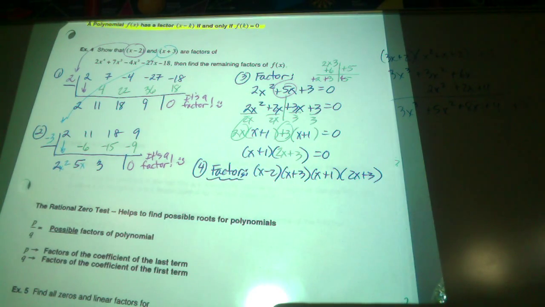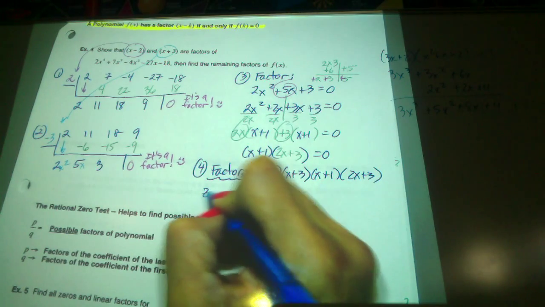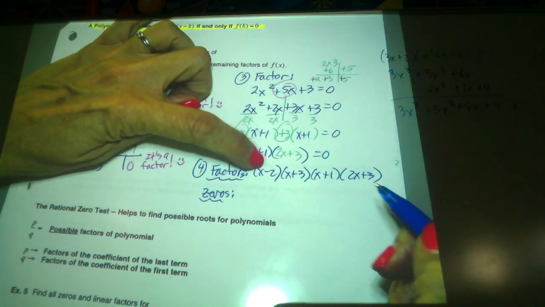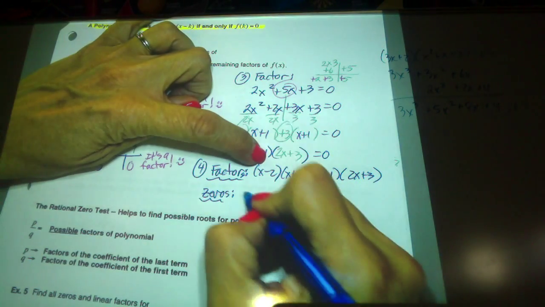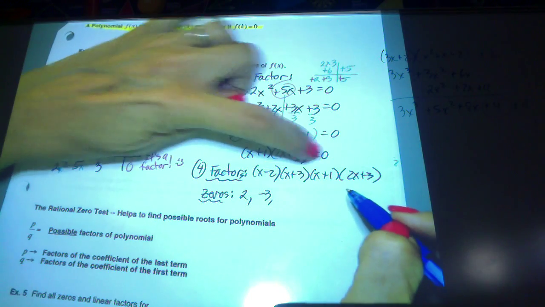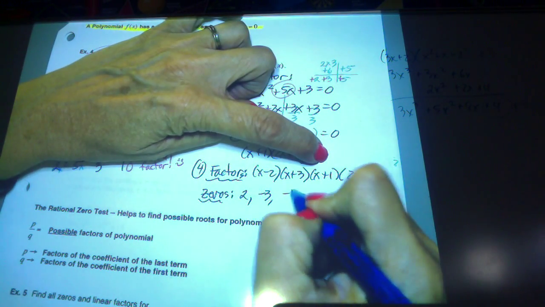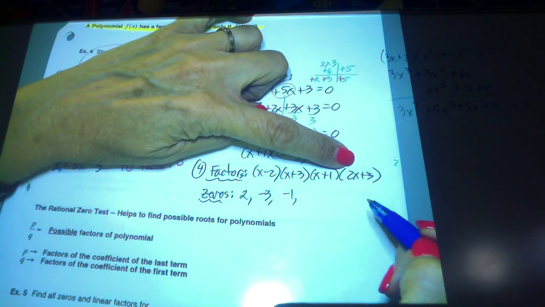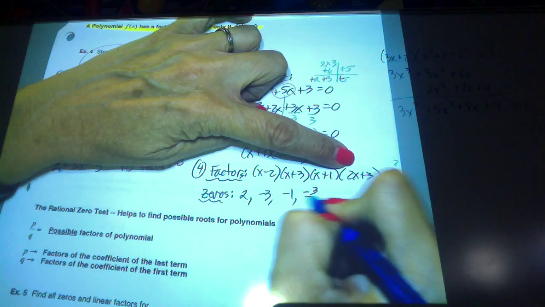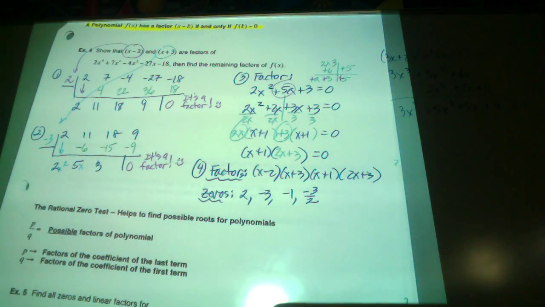They might also ask you for zeros. They didn't here, but if they did, what's the 0 for this one? 2. And for this one, negative 3. And for this one, negative 1. What about that one? Subtract 3. So you get negative 3 and divide by 2. So you get negative 3 halves.